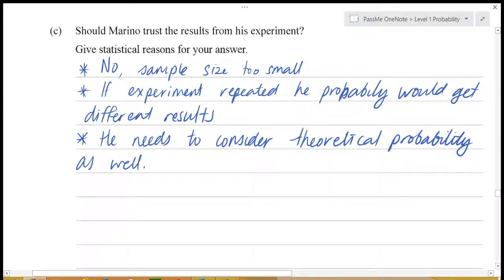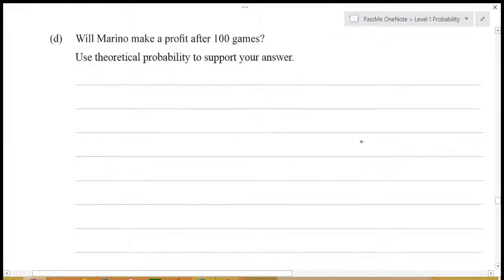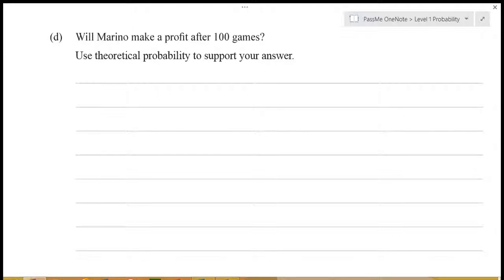Okay, so on to the next question. Will Marino make a profit after 100 games? Use theoretical probability to support your answer.